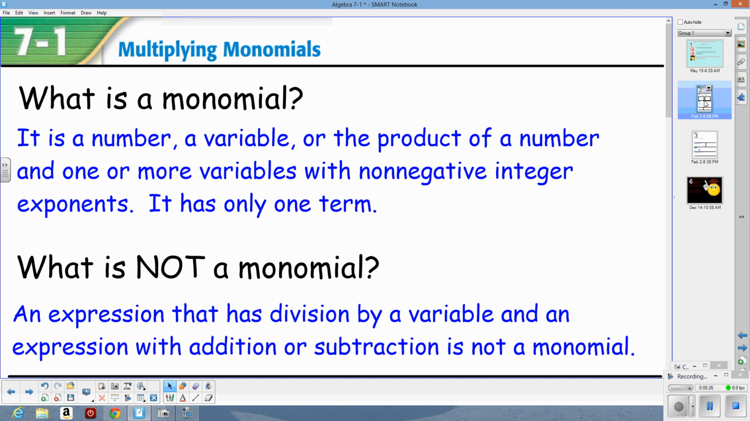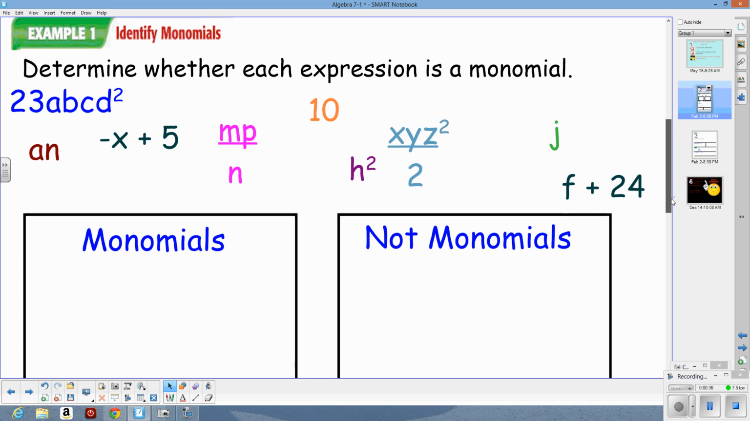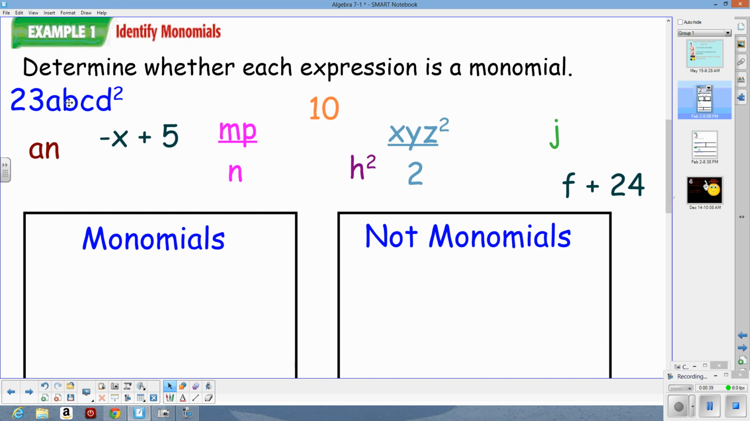What is not a monomial? An expression that has division by a variable or an expression with addition or subtraction is not a monomial. You may want to pause the video and try to sort these expressions into the two boxes.